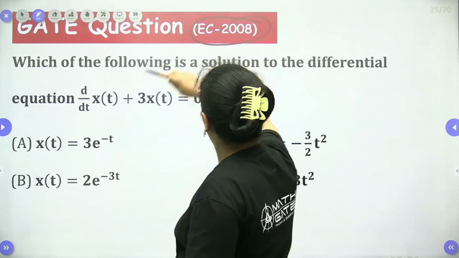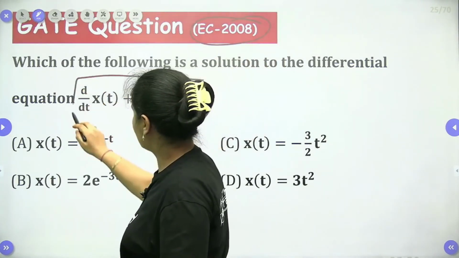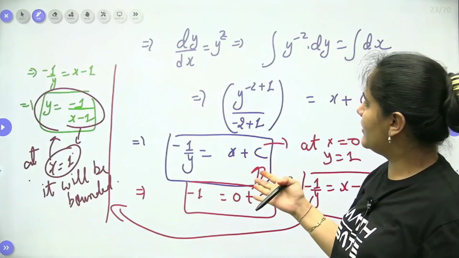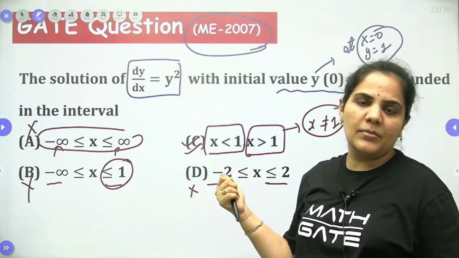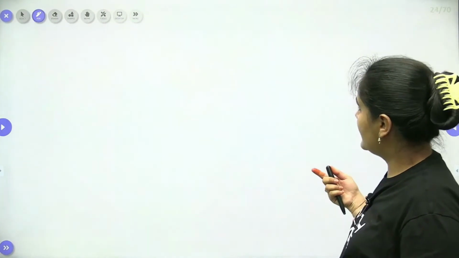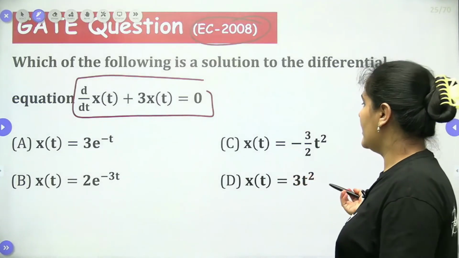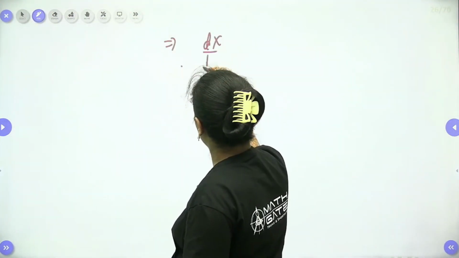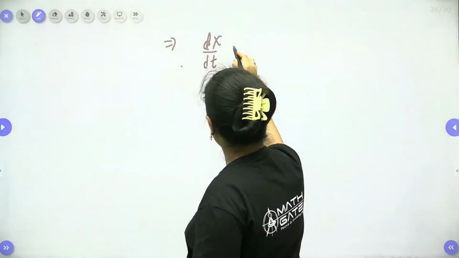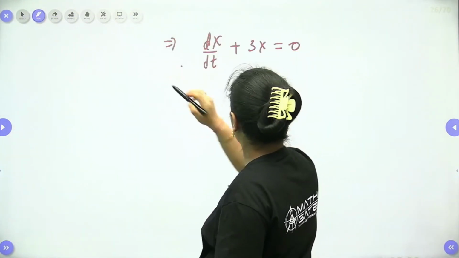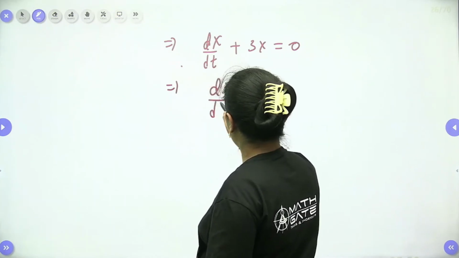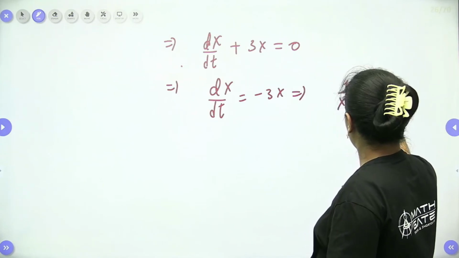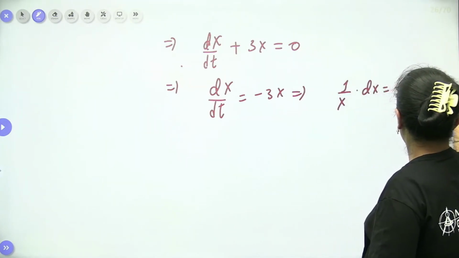This is the question from the 2008 GATE examination: dx by dt plus 3x is equal to 0. Till now we were having equations in the form of dy by dx, but right now we are having a differential equation in the form of dx by dt. Let's approach it. dx by dt plus 3x is equal to 0. We can write dx by dt is equal to minus 3x. Further, we can write 1 by x into dx is equal to minus 3 into dt.